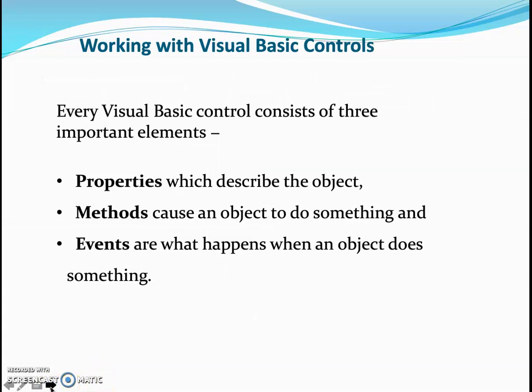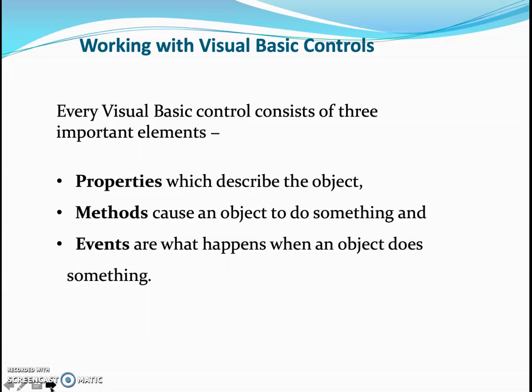Next, we will learn about working with Visual Basic controls. Every Visual Basic control consists of three important elements. All the controls can be managed with these three important elements, that is properties, methods, and events. Properties for a control are used to describe the object. We can shape its structure using the properties.